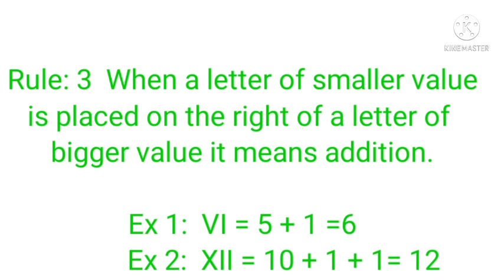Rule 3. When a letter of smaller value is placed on the right of a letter of bigger value, it means addition. Example 1, VI, which is equal to 5 plus 1, that is equal to 6. Example 2, XII, which is equal to 10 plus 1 plus 1, which is equal to 12.